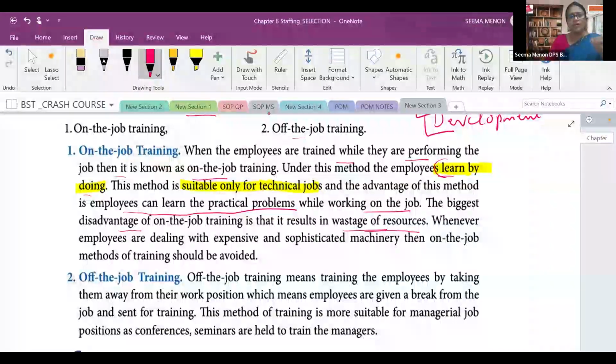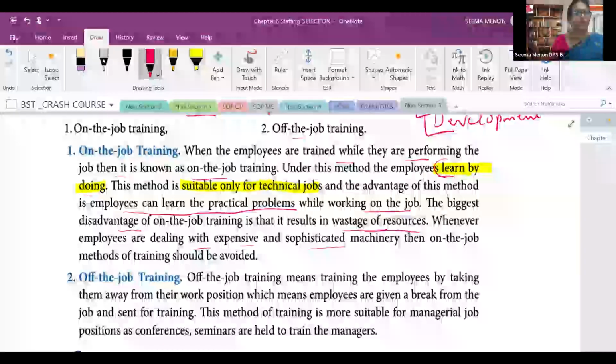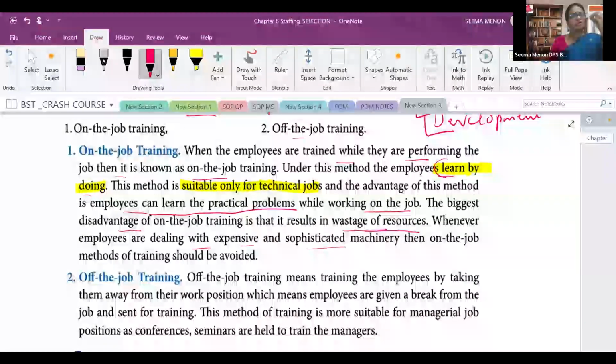There are so many things to learn from these two or three lines. Whenever employees are dealing with expensive and sophisticated machines, what do we mean by expensive? If we take an X-ray machine, or in manufacturing areas, the diagnosing machines, where the quality of the machine will be diagnosed. That type of machine is comparatively expensive and sophisticated, with complex technology. Inside it there are so many small technologies, nanotechnology.